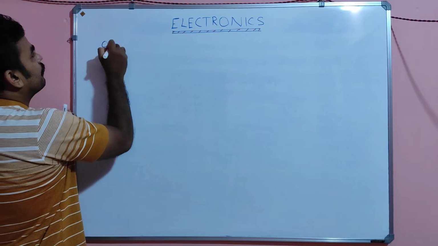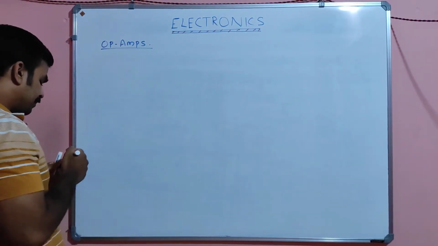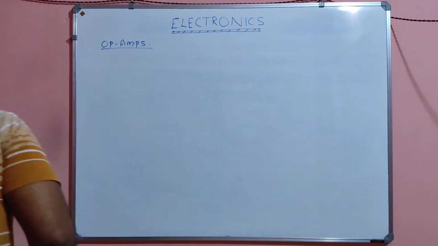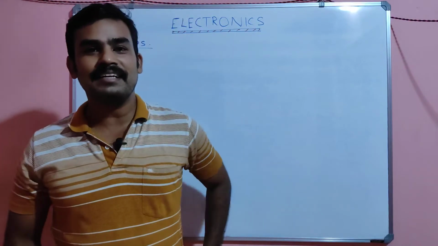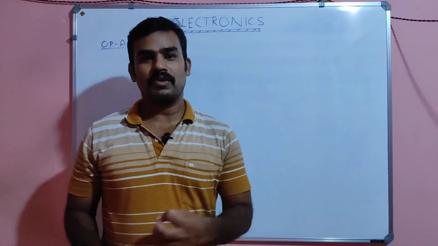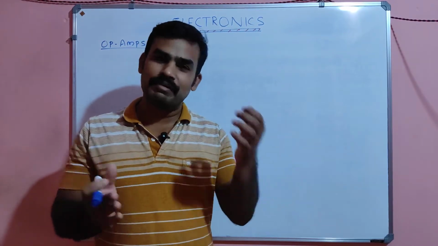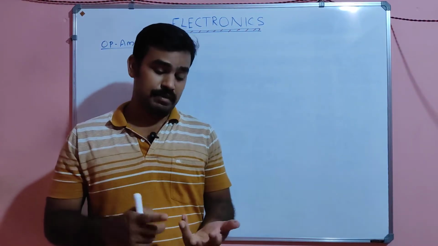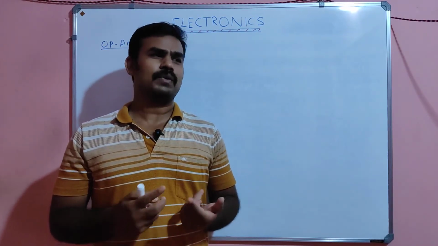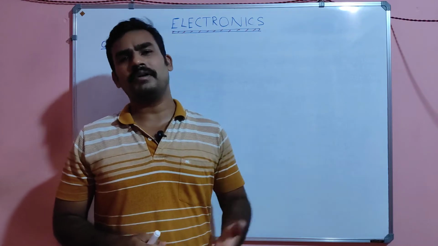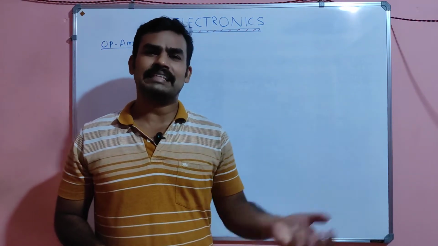First of all, we are going to discuss op-amps. I could take directly from BJT, common emitter, common base, common collector configuration and all. But you already studied that in +2, you already studied it in BTech first year, and you studied it as the basics of analog electronics in S3 or S5. So no need to do that, right?